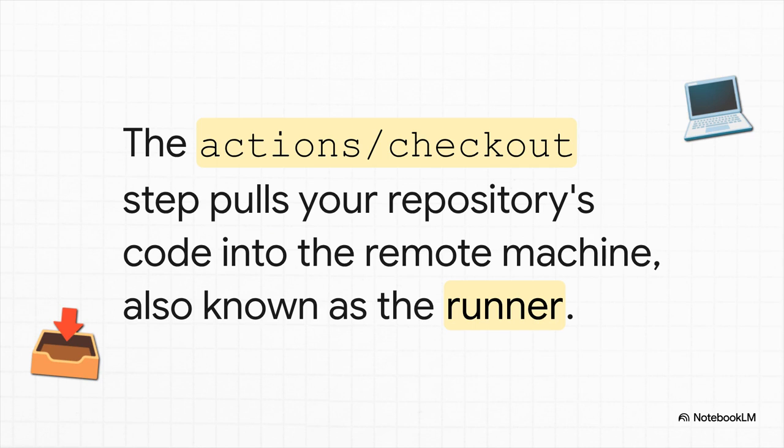Okay, so the workflow is started, but that remote machine, what they call a runner, it's totally empty. It's a blank slate. So step 2 is to get our code onto it. For that, we use this pre-built actions/checkout step. Its only job is to pull your repository's code right into that runner so our test actually has something to run against. Simple, but totally essential.